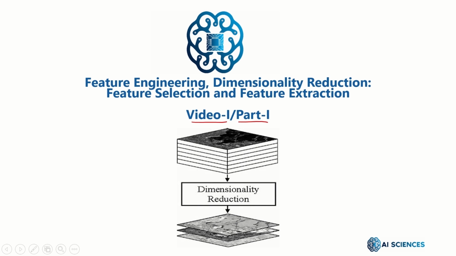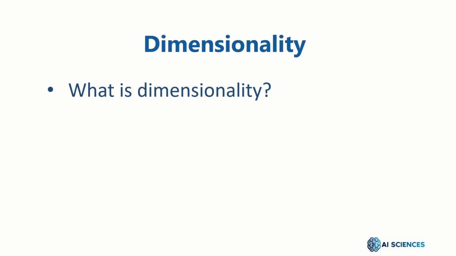So let's start by defining dimensionality reduction. What does it mean? Before basically defining dimensionality reduction, we should first define the dimensionality. What is dimensionality? You might have heard this term many times, dimensionality of the data. Let me define what we mean by dimensionality, and let me define this in terms of an example.